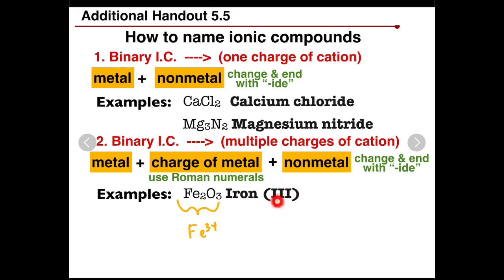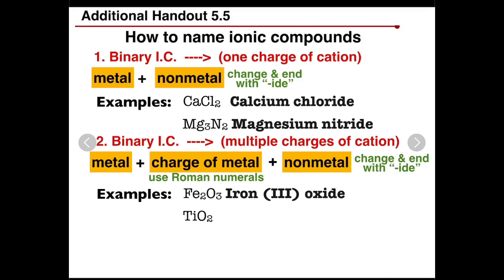So if you follow this, you write the name of the metal, which is iron, followed by the Roman numeral that indicates the charge of the iron. The next thing is to end with the non-metal name with "ide." In this case it would be oxygen, so you are going to end with oxide, for example. Let's take a look at the next one.